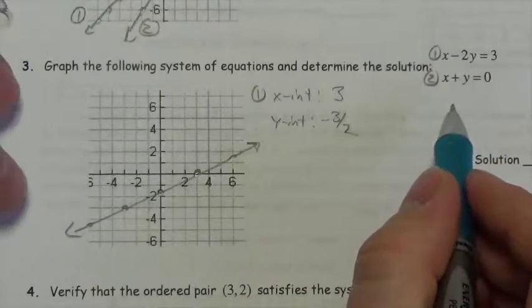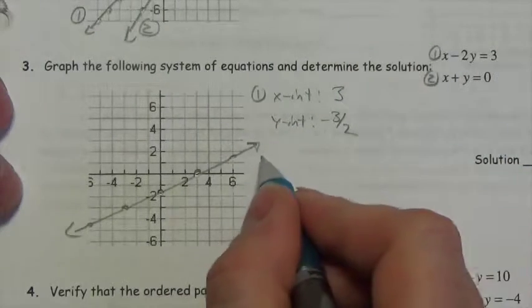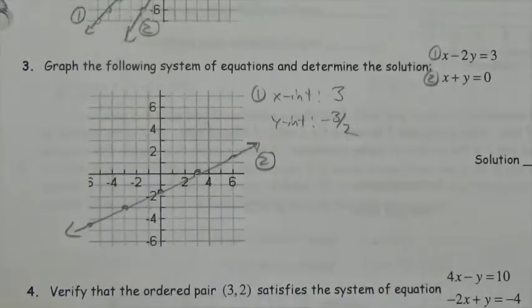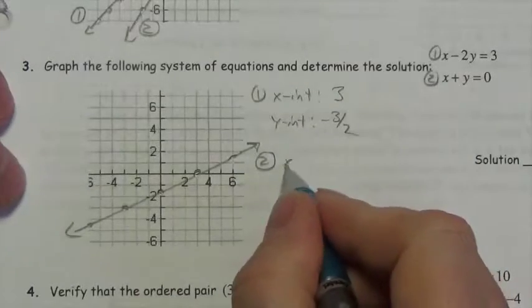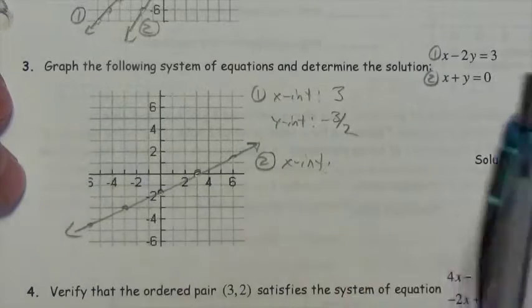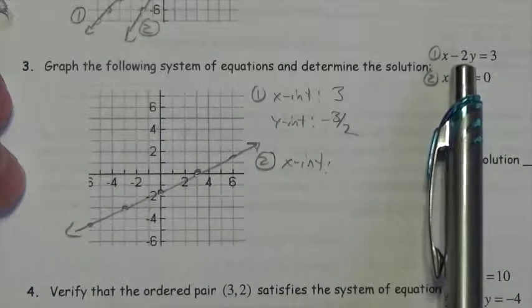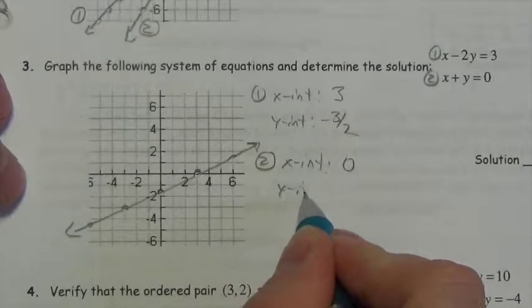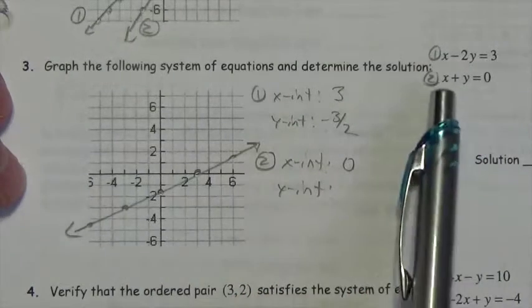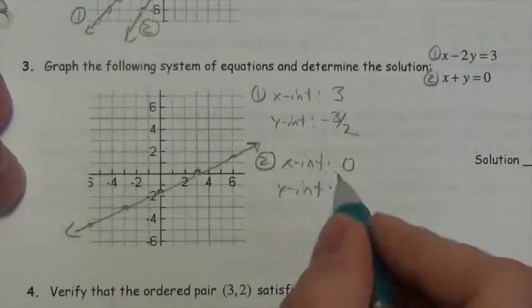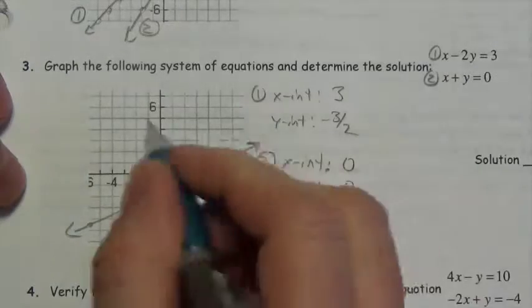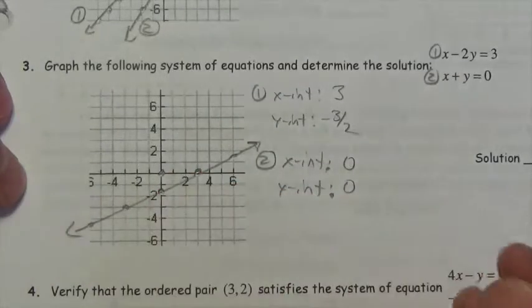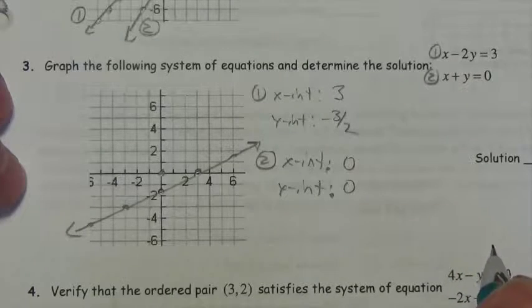Now let's take a look at equation 2. I could do the same thing there. Now, you're going to find right away that this isn't quite enough. But in this second equation, if I look for the x-intercept, if I make y equal to 0, x equals 0. And then you're probably seeing it right now. If you make x equal to 0, well, y equals 0. Now, unfortunately, that's the same point. That's the origin.